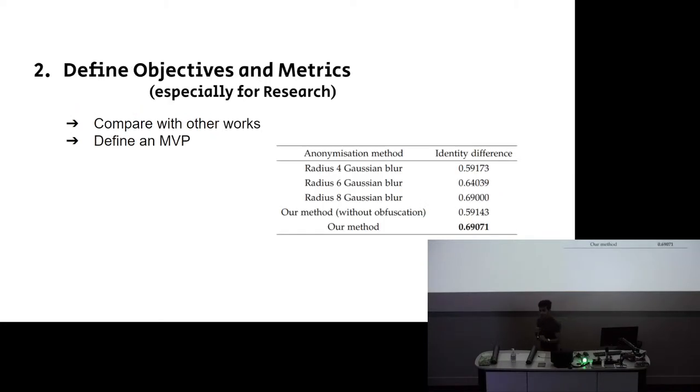Objectives and metrics. Yeah. So mine was research and machine learning. So if you do something like that, you need to have a way to measure how well it did. You can't just say it's good. You have to have some benchmark. Mine was comparing to the basic way of blurring faces. So you need some kind of metric if it's this kind of project.